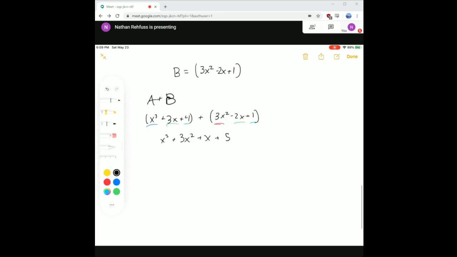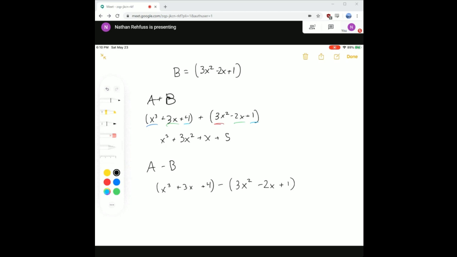If I want to do a minus b, it's only a little bit more complicated. I have x cubed plus 3x squared plus 4 plus, whoops. I have made 2 mistakes. This is not a plus, and that was not squared. This should just be 3x. This should be a minus. This is 3x squared minus 2x plus 1.